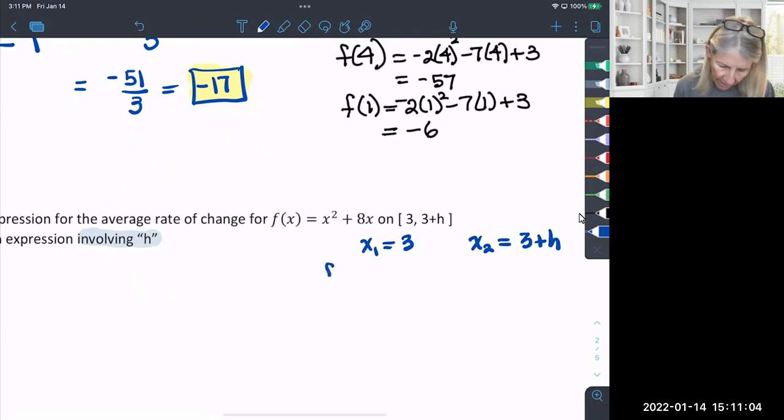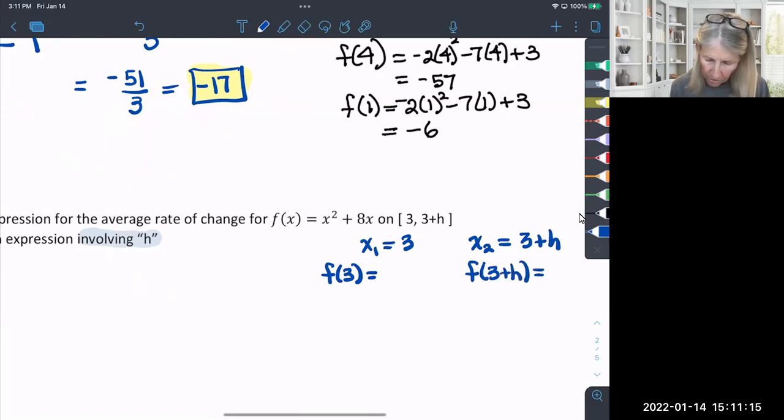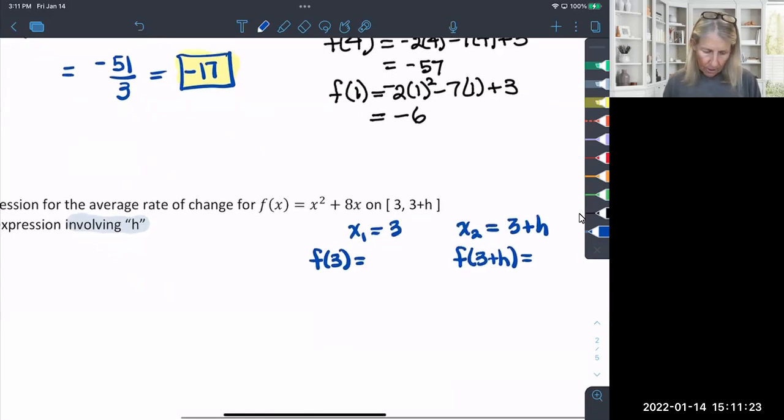Okay, to do that, I need to get my y values that go with these x values. So I will need to find f of 3, again, by plugging 3 into the function. I will also have to find f of 3 plus h. That's the little bit trickier one because I'll need to plug 3 plus h into that function. All right, so let's do this and then we'll just use our slope formula again.